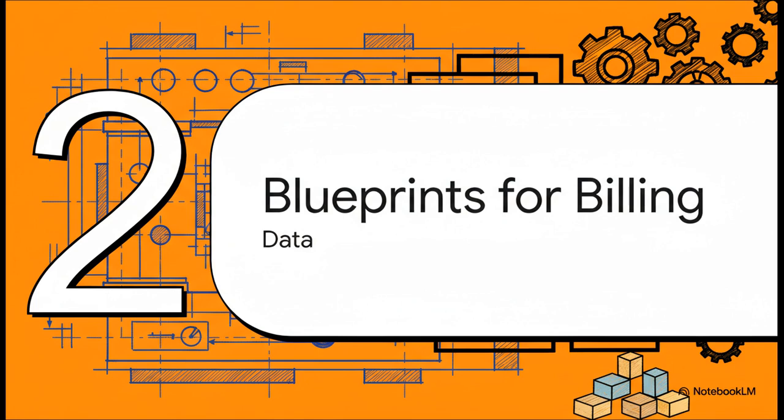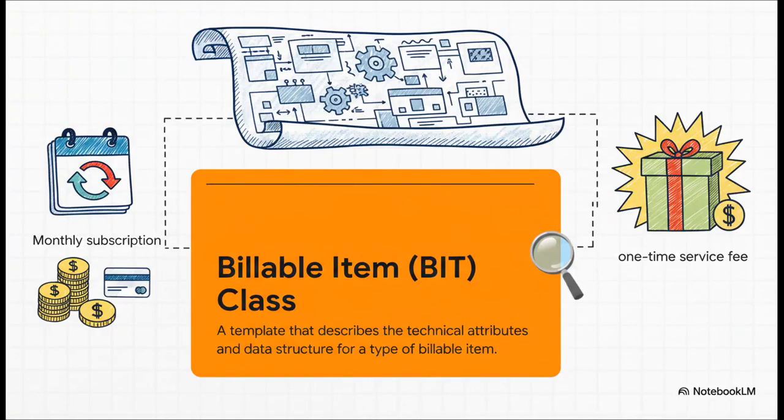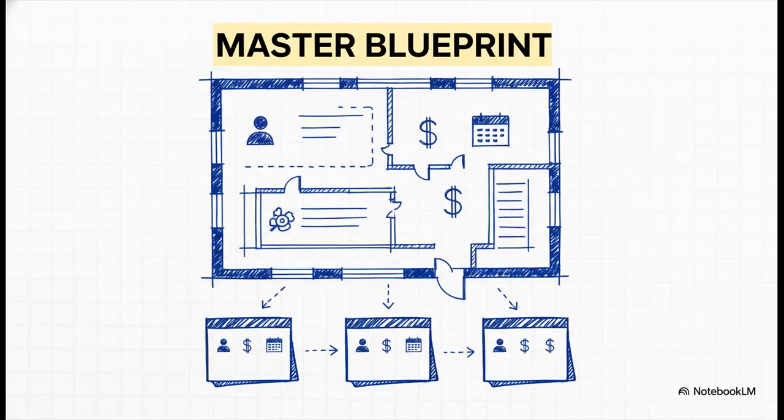Well, it all starts with the first piece of our analogy, the blueprint. Now, the official, fancy term for this blueprint is a billable item class, or just BIT class for short. Don't let the name scare you. It's basically a master template that defines exactly what kind of information you need for a specific type of transaction. So, for example, you'd have one blueprint for a monthly subscription and a totally different one for a one-time service fee.